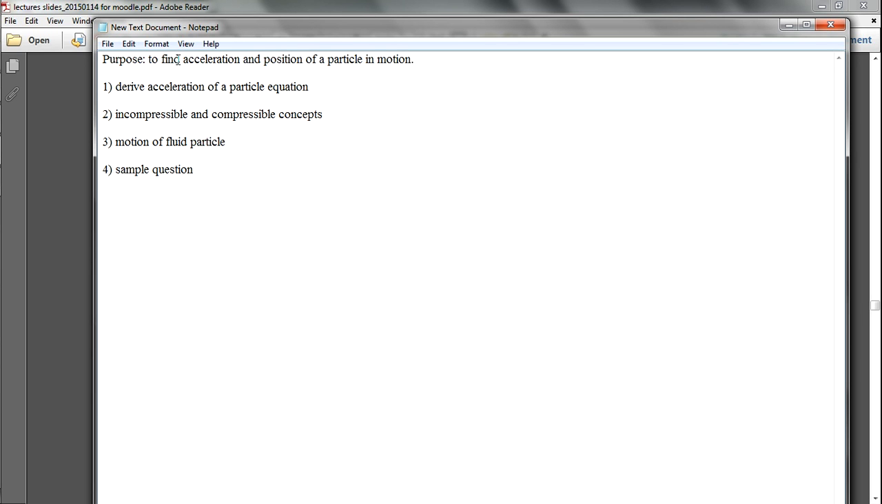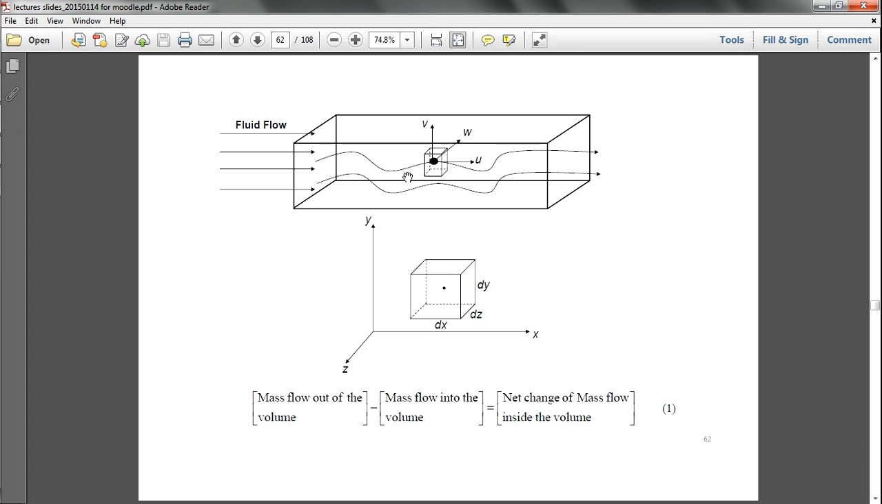Purpose today is to find acceleration and position of a particle in motion. We will derive the acceleration of a particle equation, and then how incompressible and compressible flow affects the acceleration of a particle, and the motion of a fluid particle, meaning the position itself, the motion, and then we will do some simple questions. So we should start today.